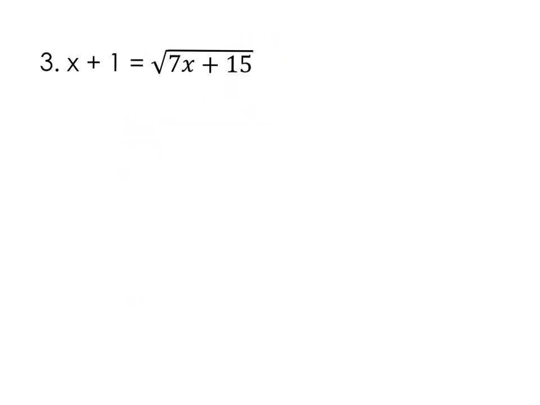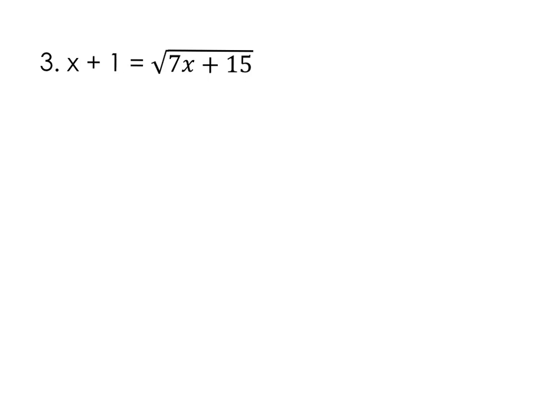This last one is definitely going to be interesting. What makes this one unique is we have two x's in the equation, one on the left side, one on the right side. The left side's just x plus 1. On the right side, that's where our square root is, square root of 7x plus 15.